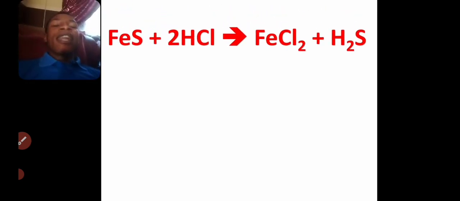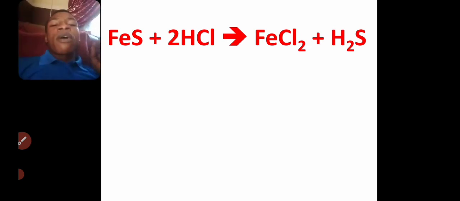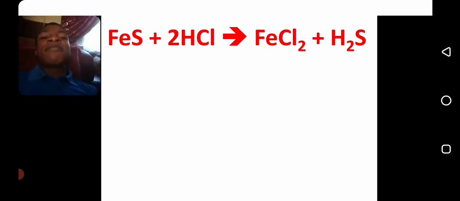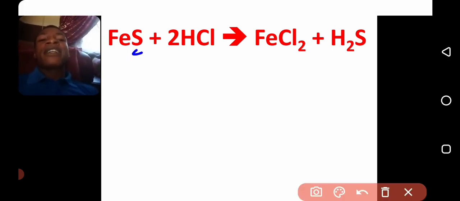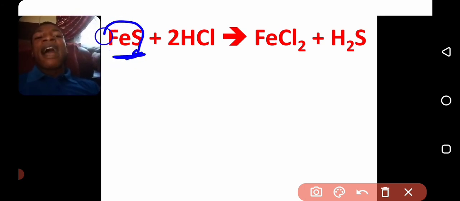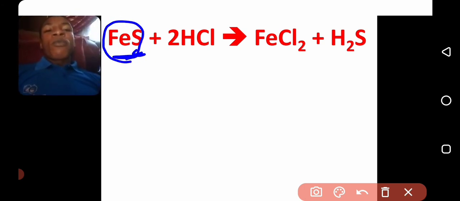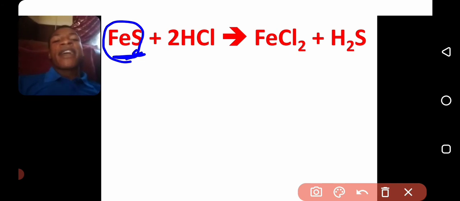We have described hydrogen gas that pops with a lighted splinter. We have described CO2 that turns lime water milky. We have described SO2 that decolorizes purple KMnO4 solution. Let's see an example of a metal sulphide. This is a metal sulphide, a sulphide of a metal. Iron is a metal. S at the back is a sulphide.